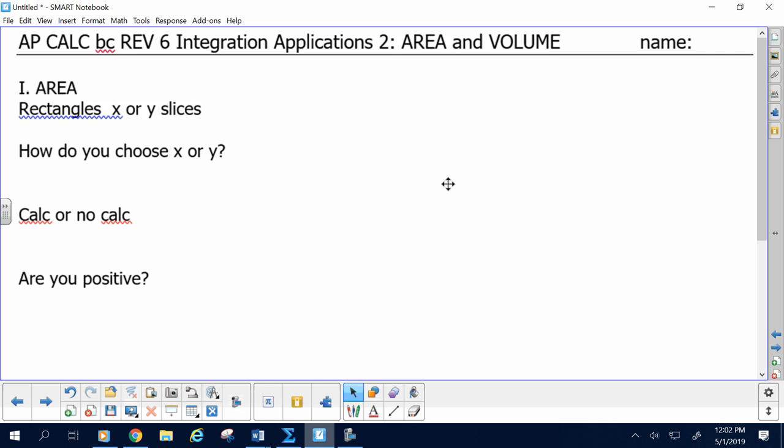Integration applications, part 2: areas and volumes. These are Calc 1 ideas. I don't want you to be rusty, because they are definitely on there.